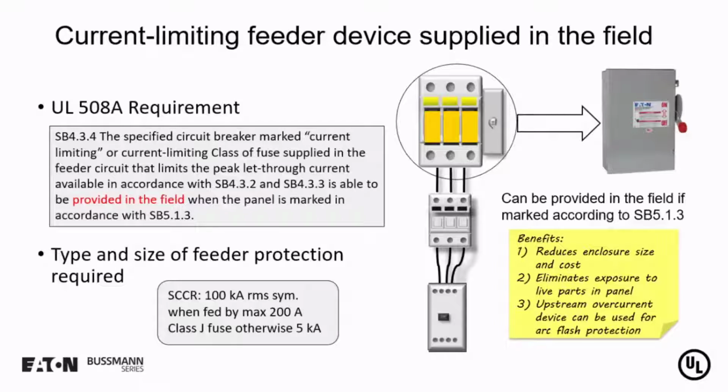Why would we want to do this? Well, it's quite obvious. The first thing, from an industrial control panel manufacturer perspective, I have one less component that I have to supply. That reduces my cost. And with one less component, I also can reduce my enclosure size. So both of those are going to provide cost savings to the industrial control panel and ultimately the user of the equipment. The other benefit of that is by having the current limiting device upstream, you likely have a low arc flash hazard with the equipment, okay?